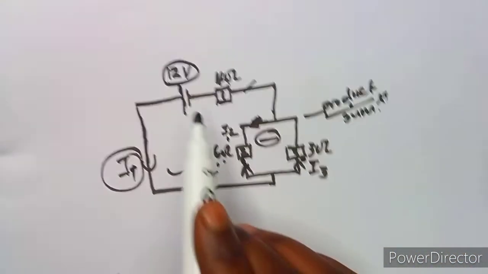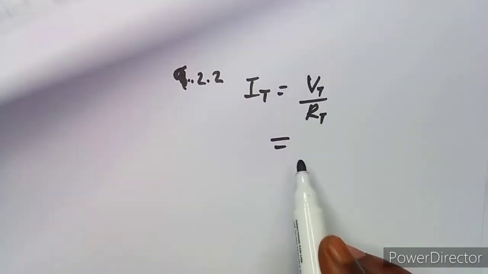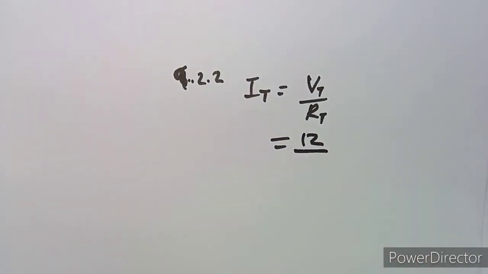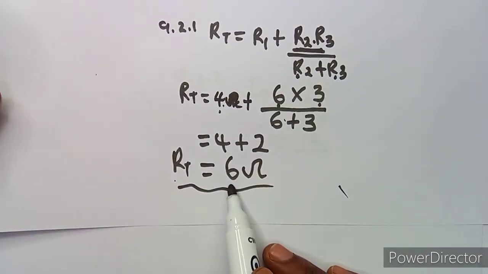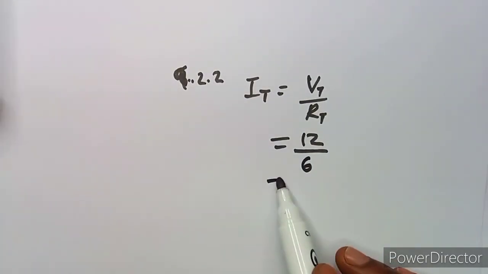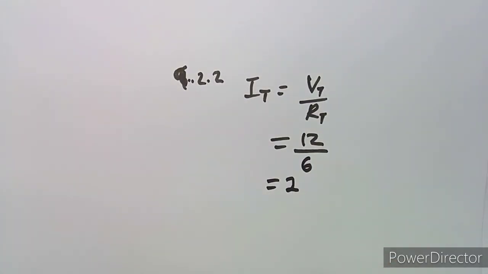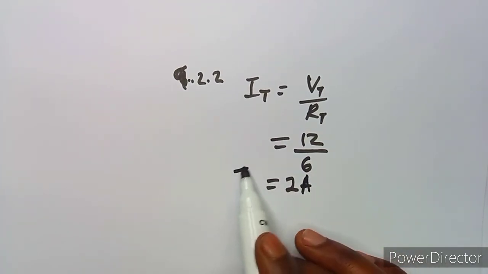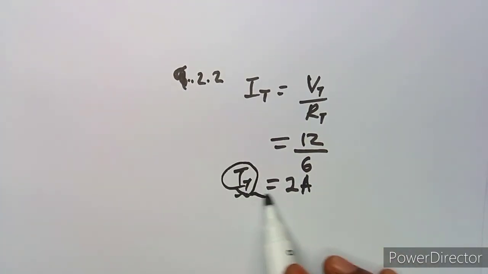So the total voltage is 12 here. So you've got 12 over the total resistance, the one that we just calculated, which was 6. So remember the total resistance was 6. If you divide, you're going to obtain 2, which is measured in amps. Current, remember, is measured in amps. But this is not our major focus here.